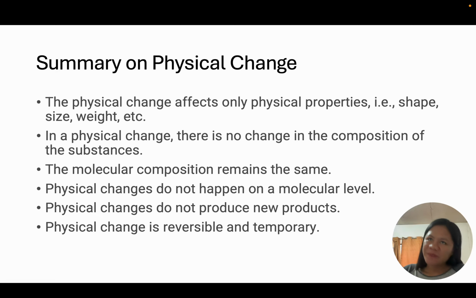So we can still turn it back. Of course, except for paper, we cannot bring it back to another whole paper. But the point here is, when we are talking about physical change, it's the composition, not the shape, not the size, but the composition. It's still a paper.